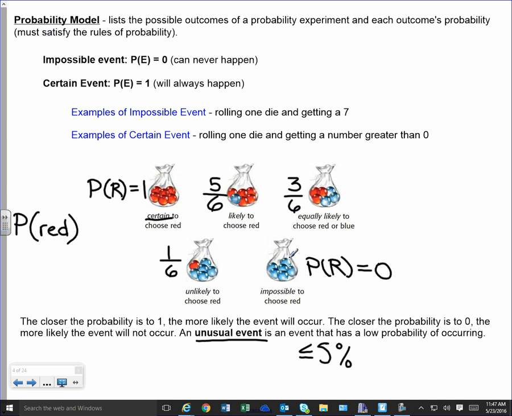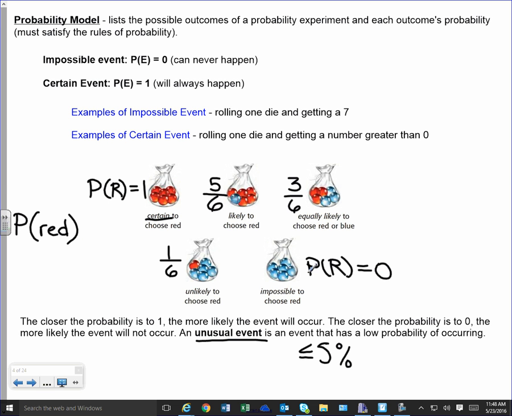I know you all probably look at this and say, yes, I get that. Here it's certain, here it's impossible. But what I want you to start thinking about is how to think of probabilities. The closer a probability is to 1, the more certain it is to happen. The closer it is to 0, the more impossible it is to happen.